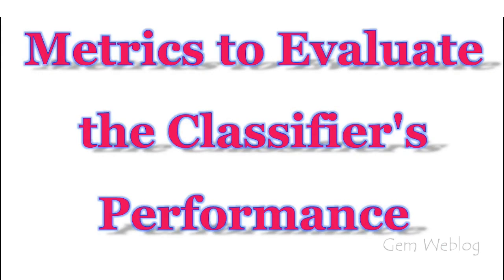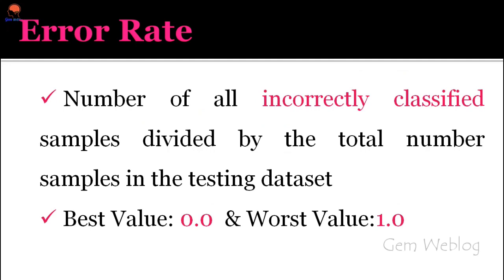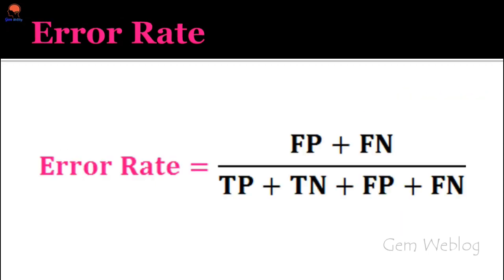Now we will see how to calculate the metrics to evaluate the classifier performance using the confusion matrix. Error rate. It represents the number of incorrectly classified samples divided by the total number of samples in the testing data set. So the best value will be 0 and the worst value will be 1. The formula to calculate the error rate is equal to false positive plus false negative divided by true positive plus true negative plus false positive plus false negative. That is the total number of samples in the testing data set.